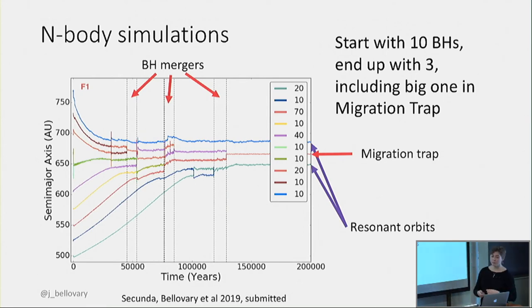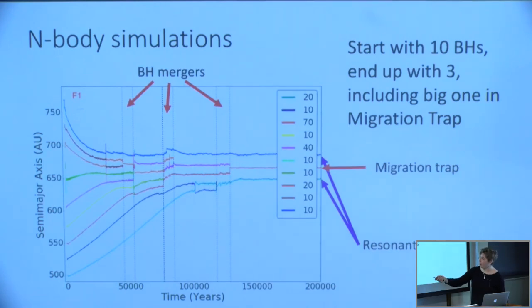Here are 10 different orbiters that all start with 10 solar masses each at different radii. The migration trap is here, and you can see that after 200,000 years in this case, we end up with only three objects because a bunch of them merge together. Again, merging here is just they get close together and they're allowed to merge. There's no gravitational recoil, and we're ignoring that for now. But we do end up with one pretty massive one here, 70 solar masses at the migration trap. And then there are a couple others that don't reach the migration trap, but they're in resonant orbits with that primary migrator there.